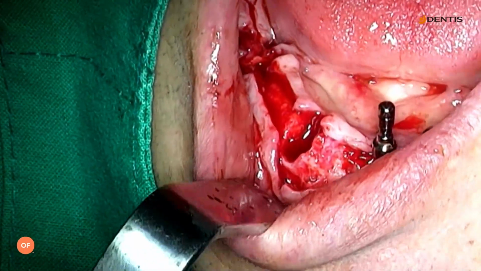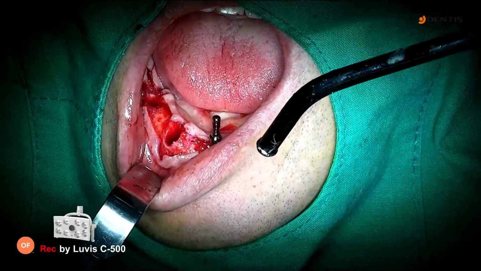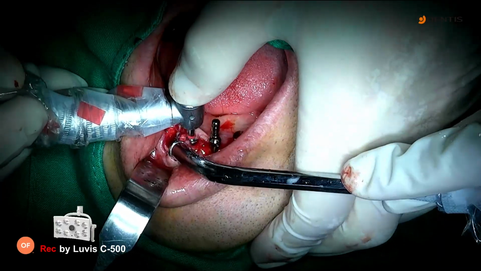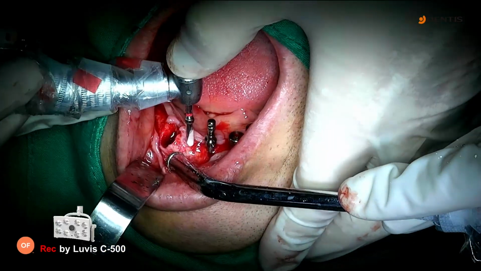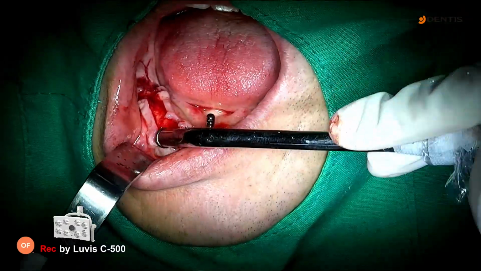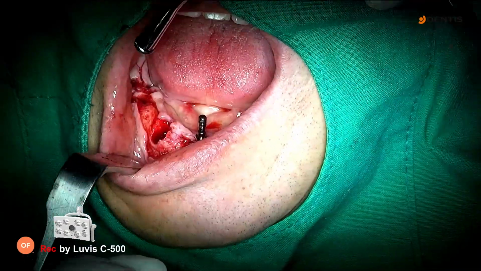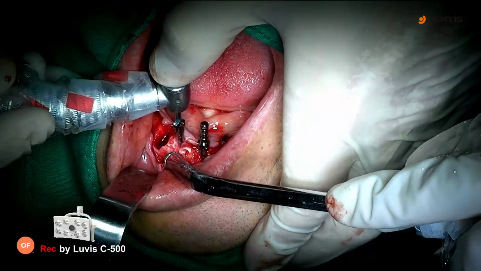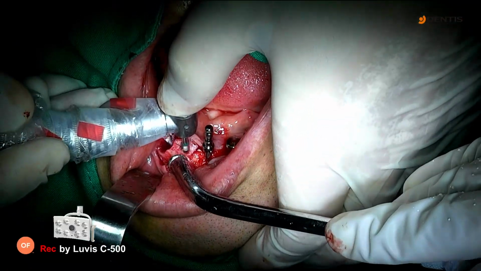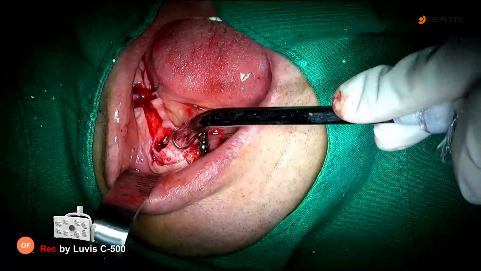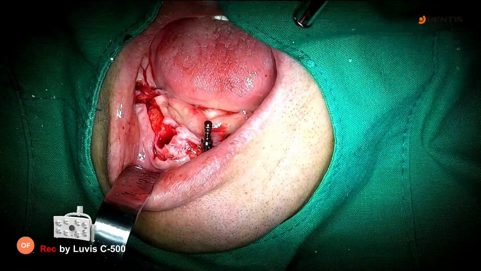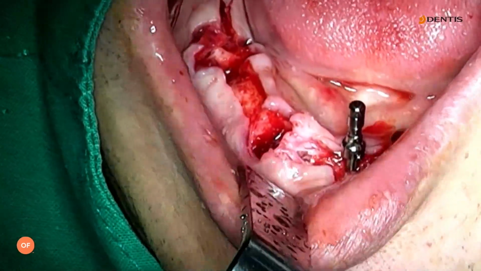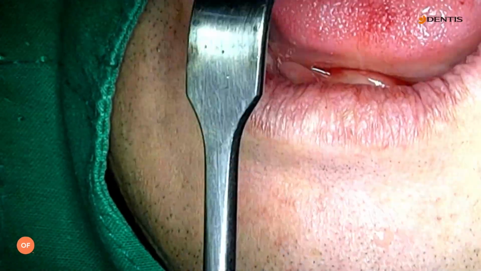I want to keep the autogenous bone. This is the canine. This manner is very important for the analog approach. Next drill 3.5. Please keep the autogenous bone. Okay, I will place SQ 4.0, 10 millimeter.